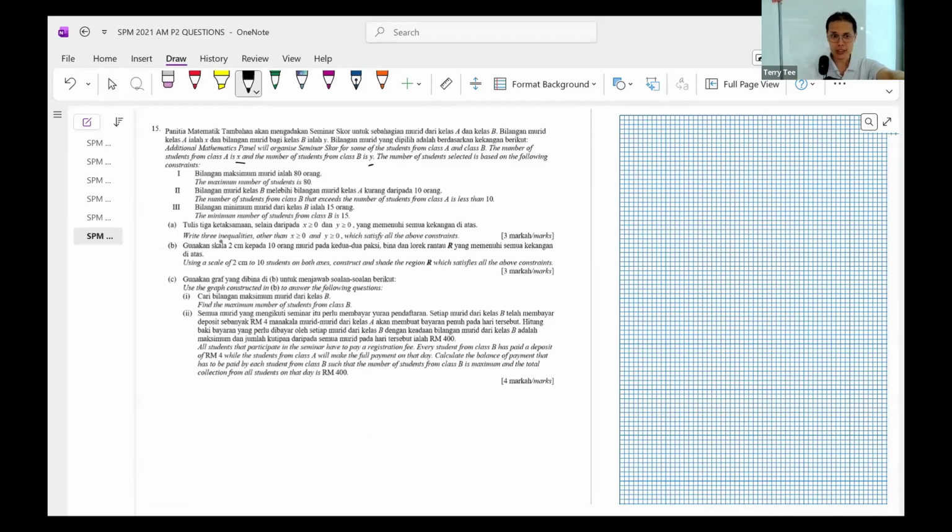Okay, I'm going to write the inequality straight away because the question says write three inequalities, right? Class A is x, class B is y. Maximum means less than or equal to 80. So this is your first inequality.